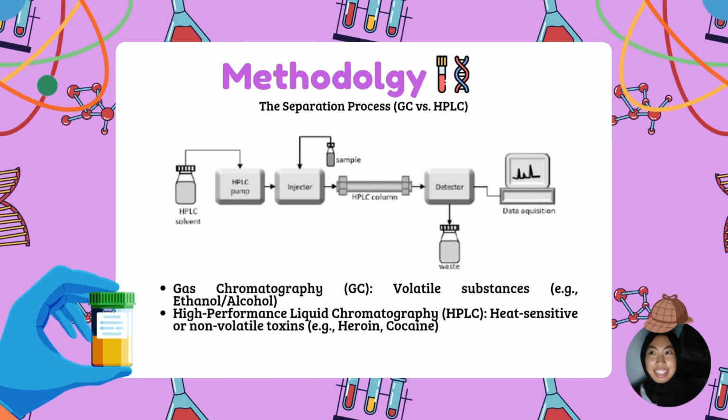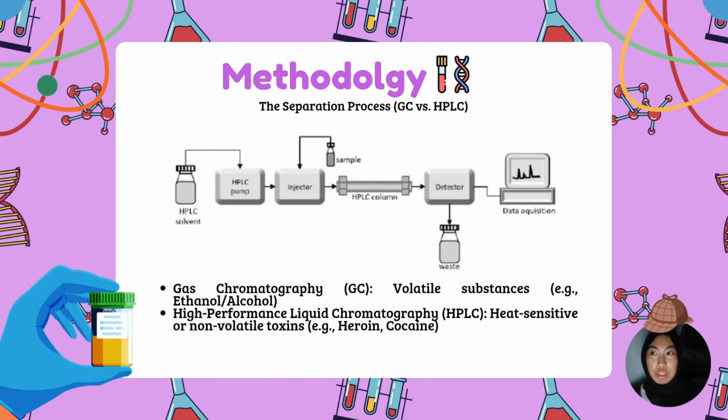Now that it's clean, we have to separate the chemical crowd. Depending on the culprit, we take one of two analytical highways. For volatile targets like alcohol, we use gas chromatography. For heavy heat-sensitive toxins or illicit drugs, we use high-performance liquid chromatography, which is HPLC.